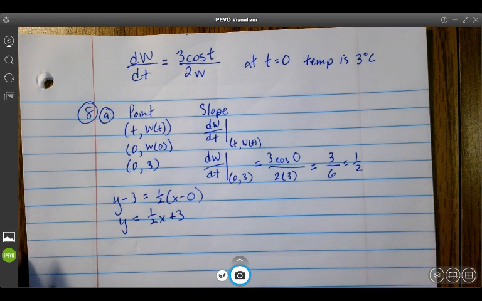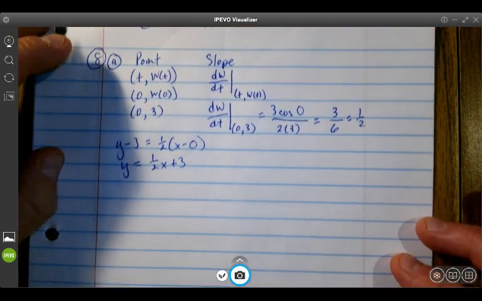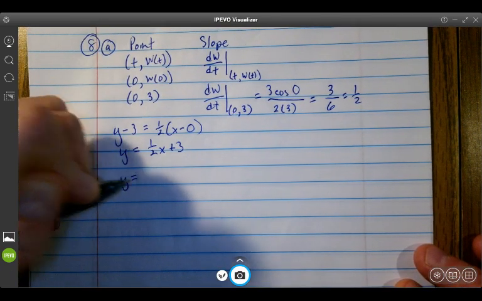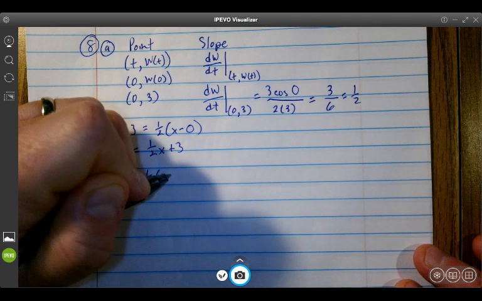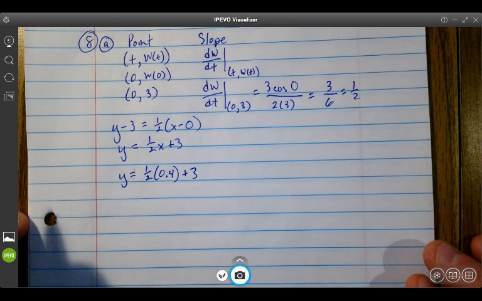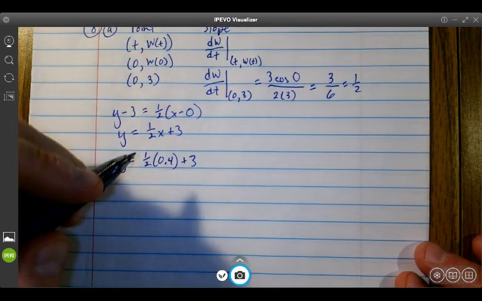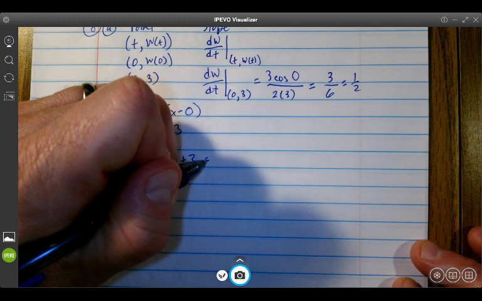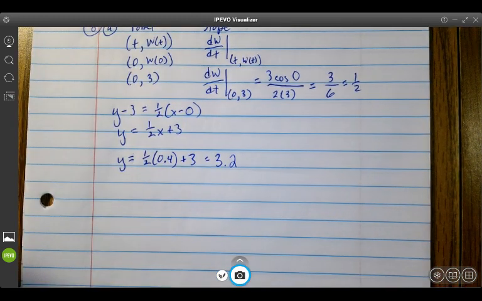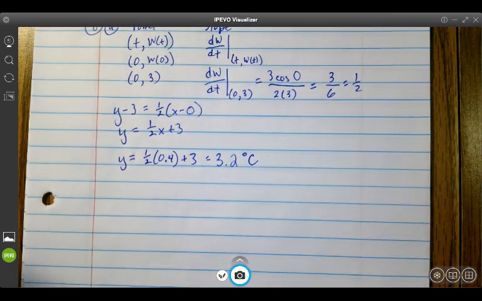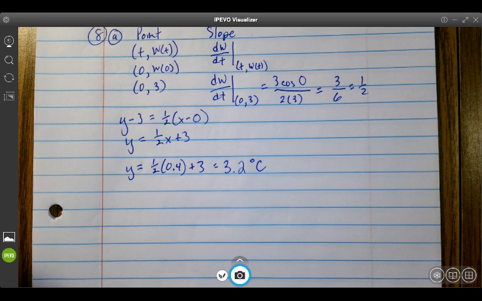Then it says, use the equation to approximate the temperature inside the refrigerator at t equals 0.4 hours. And so you're saying, okay, well, then y equals 1/2 of 0.4 plus 3. Now, of course, you could leave that alone because that's a numeric value. All right, but if you did go further, obviously 1/2 of 0.4 is 0.2, plus 3 is 3.2, and the units there would be degrees Celsius. Now, it didn't say to specify that, but it is important to know that. All right, so that is part A.